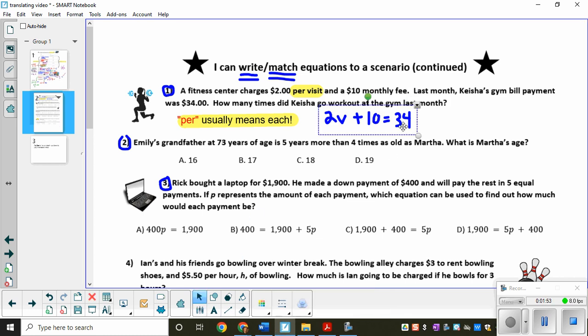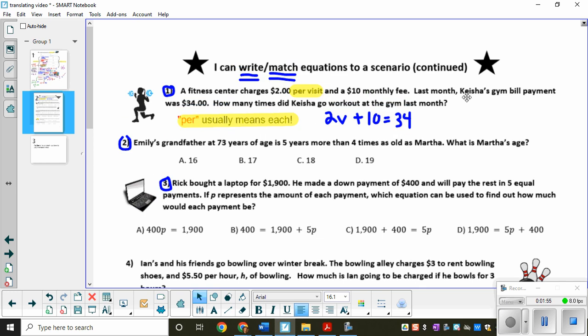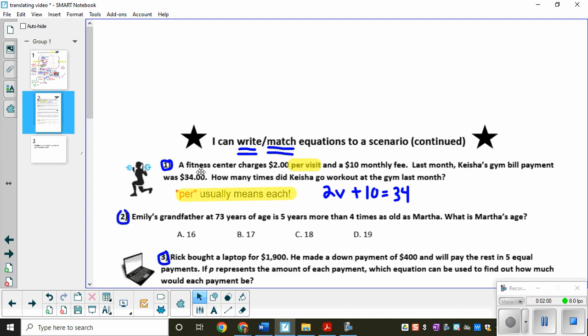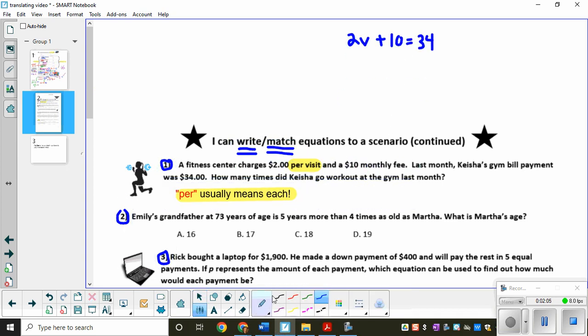Now when we take this, I'm just going to actually move everything down here so I can write the equation up top. Here we go. So if this is our equation and we now go to solve it, the entire point here, y'all, is like, okay, let's take away the $10 of the monthly fee. If 10 of the dollars were for the monthly fee, that means we know she spent $24 on her visits. So if we divide that by $2 per visit, we can see now that she must have gone 12 times.